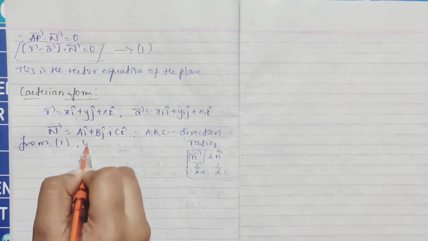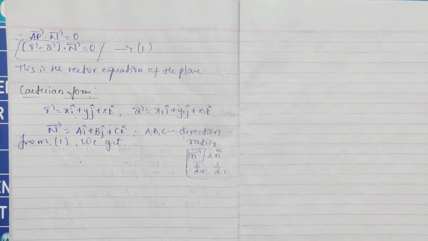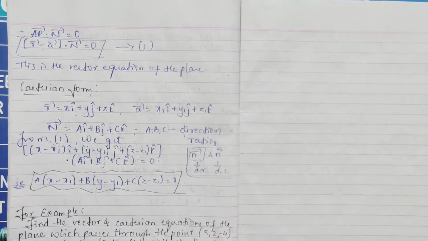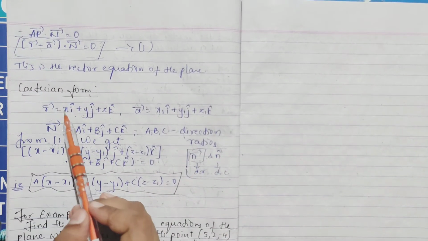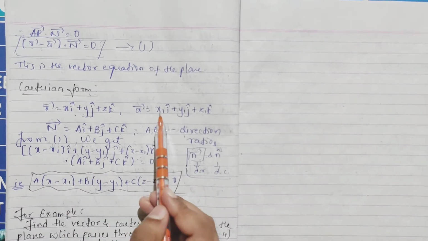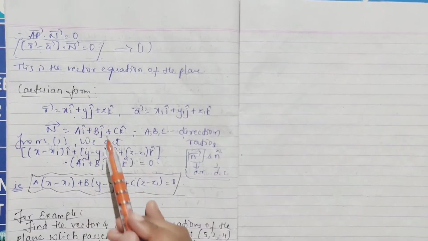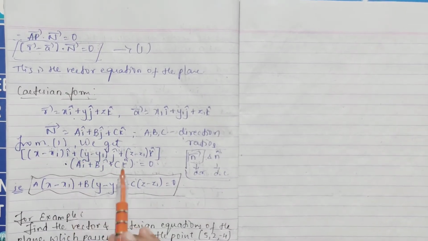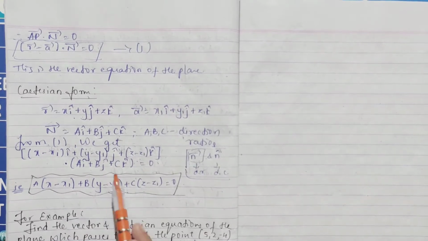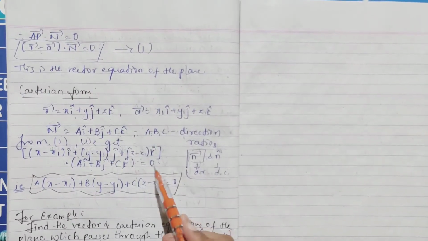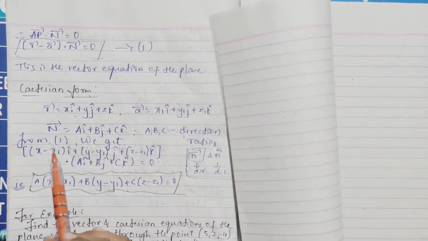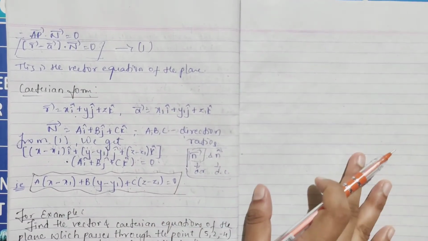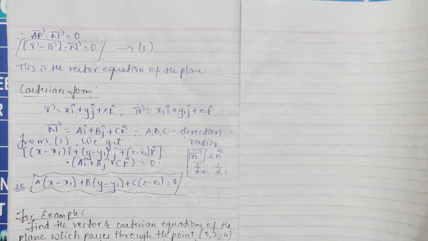From 1 we get, after substituting, vector r minus vector a, that is (x minus x1) i cap plus (y minus y1) j cap plus (z minus z1) k cap, dot n vector, so a i cap plus b j cap plus c k cap, equal to 0. So your Cartesian equation will be a into (x minus x1) plus b into (y minus y1) plus c into (z minus z1) equal to 0. So this is your Cartesian form. I hope this is clear.